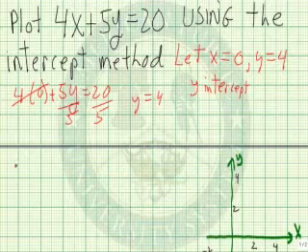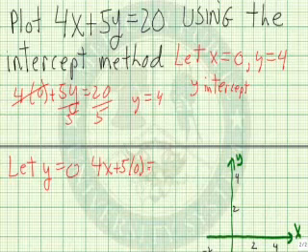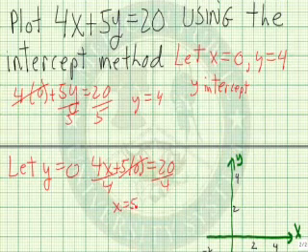In a similar way, let's let y equal 0 in our original equation. So we have 4x plus 5 times 0. Notice how 0 makes our calculations easy, because we always have something that cancels out. 4x equals 20. Divide through by 4. So x equals 5. So we have 5 for x and 0 for y.